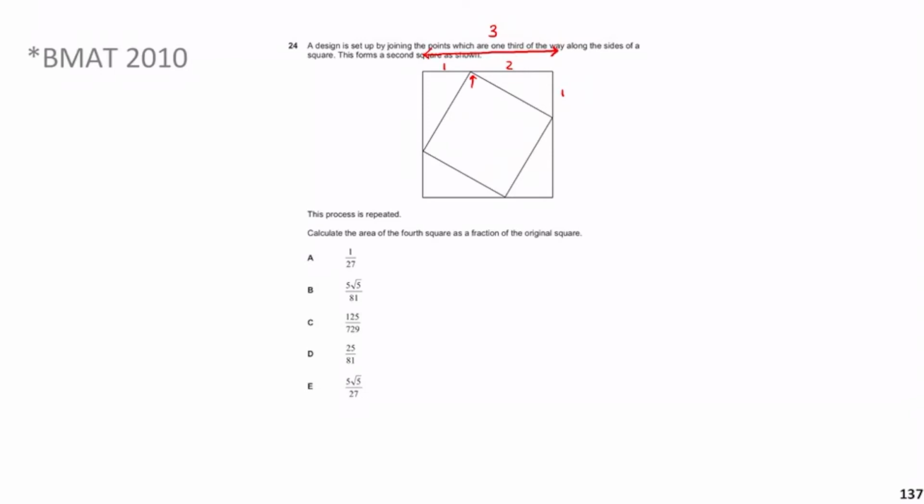So we have 2 and 1. So you can just use Pythagoras to work out the length of this side here. So you do square root of 2 squared, which is 4, plus 1 squared, which is 1. So it's going to be square root of 5. Right, so now we know this is the square root of 5.